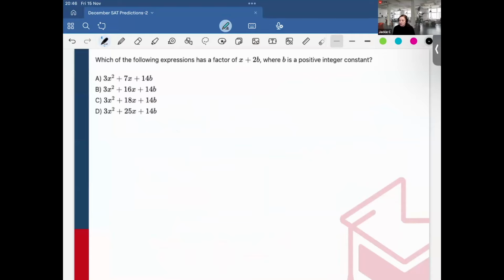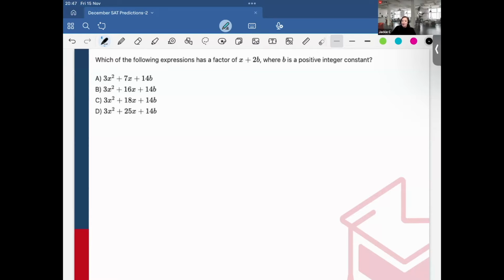Okay, so this says which of the following expressions has a factor of x plus 2b, where b is a positive integer constant? If you've been following my videos, I put this in my June predictions video, not this exact problem, because there was a similar one that appeared in October. There's ones that appeared in May. It could be possible that they bring this up again on the December exam. It won't probably be the same problem. Numbers may be changed, but same concept. So make sure you know this.